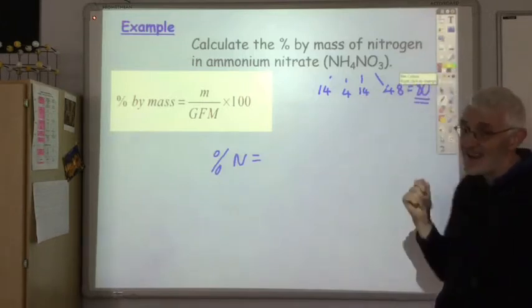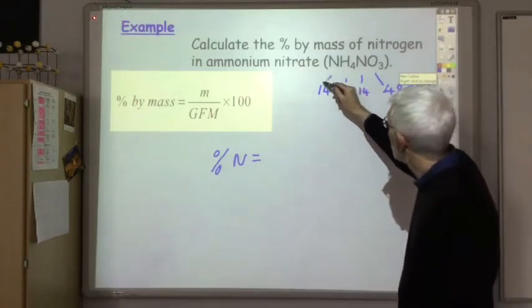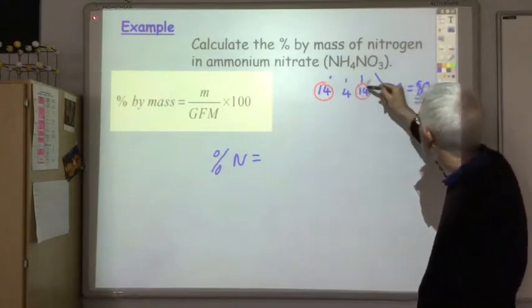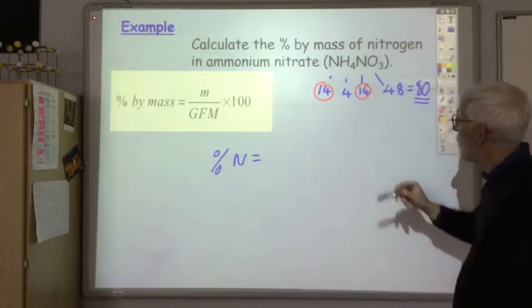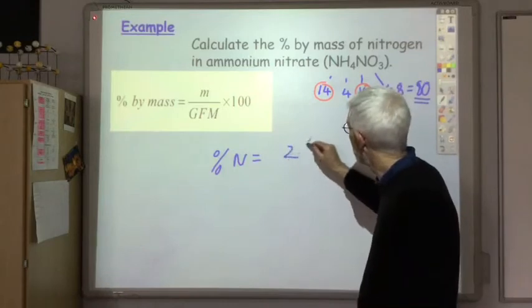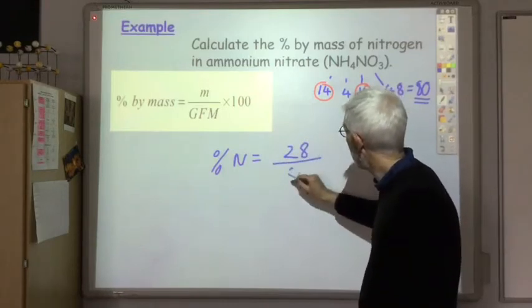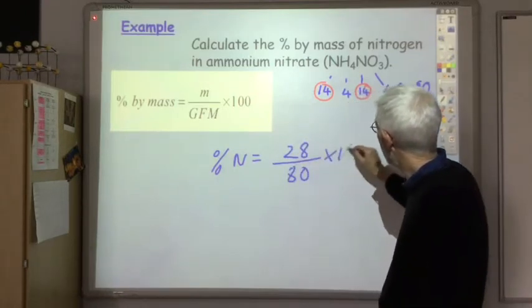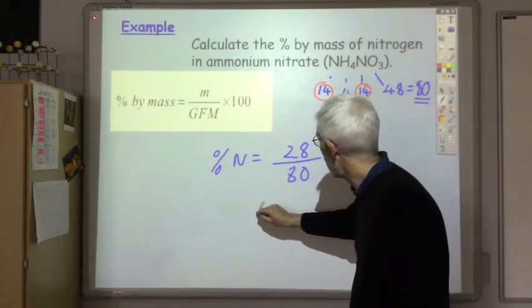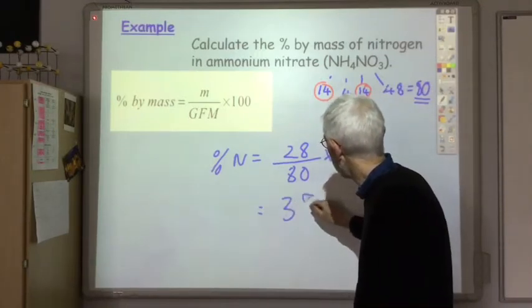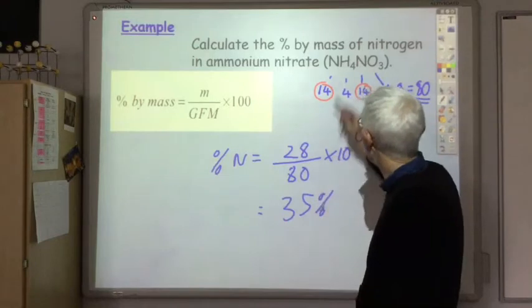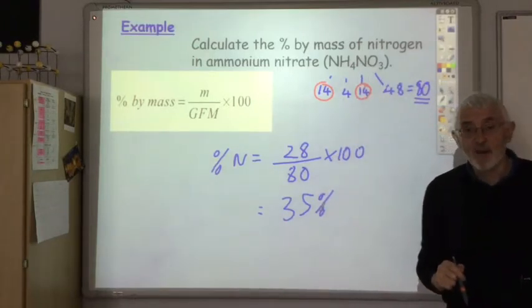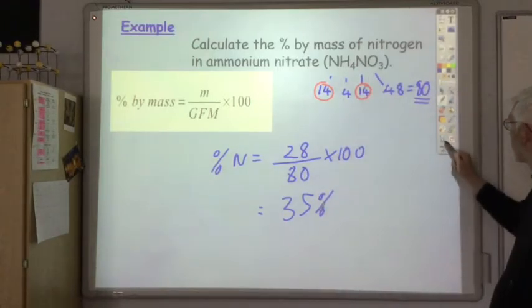How much of that 80 is nitrogen? Well, that and that is nitrogen. So 28 is nitrogen. Divided by 80 times 100 and you get 35%. So ammonium nitrate contains 35% nitrogen by mass.